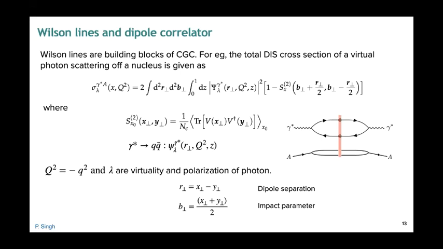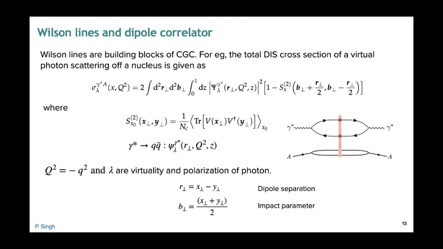So the cross section is given as a combination of two terms. The first term contains the information of the virtual photon splitting into a quark anti-quark pair, and the second term contains the information of the quark anti-quark scattering with the color field of the nucleus. This part comes from the optical theorem, and you can construct the simplest dipole correlator in terms of the product of the Wilson lines, where V contains the information of the quark interacting with the target, and V dagger contains the information of an anti-quark interacting with the target at points x perp and y perp.